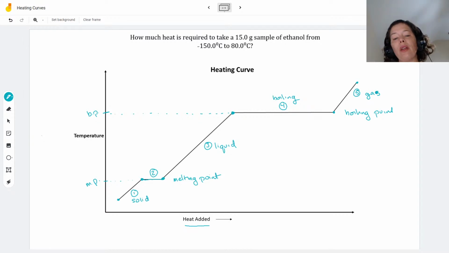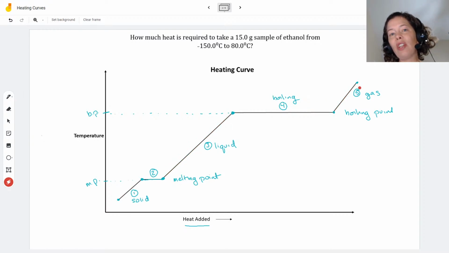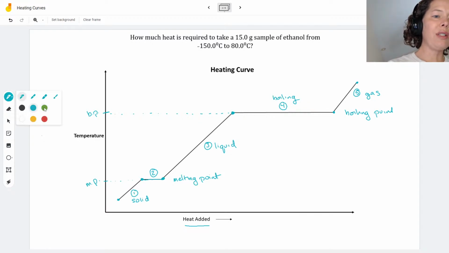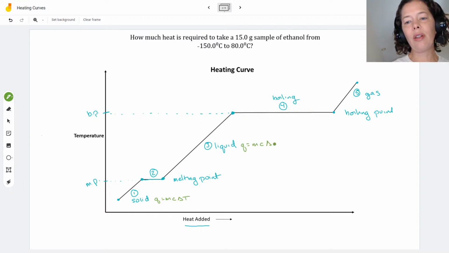So again, you can see how the regions here where temperature is changing, we have no phase change. So the equation we're going to use in those regions, let's do this in a different color, is Q equals MC delta T, because we have a temperature change.